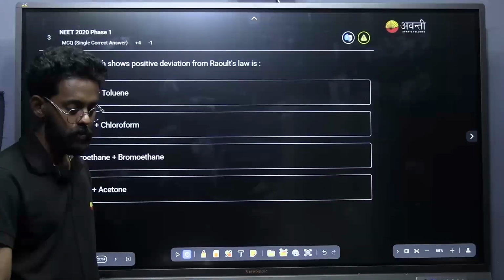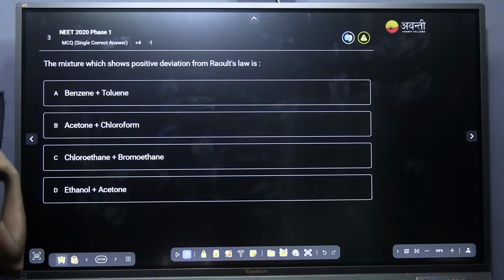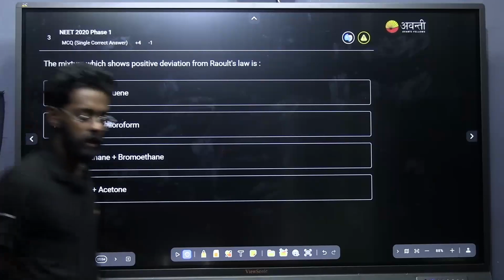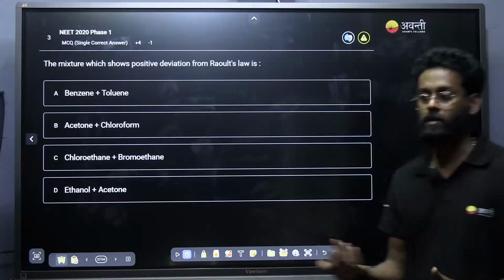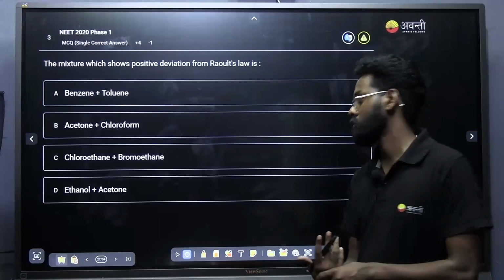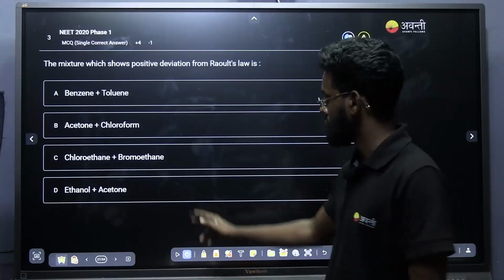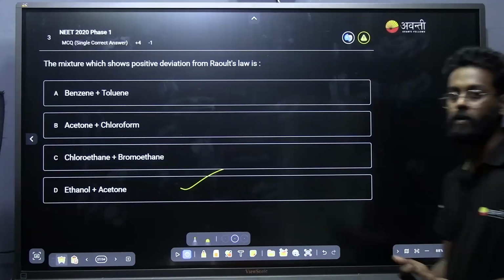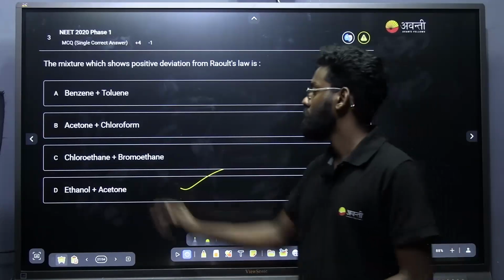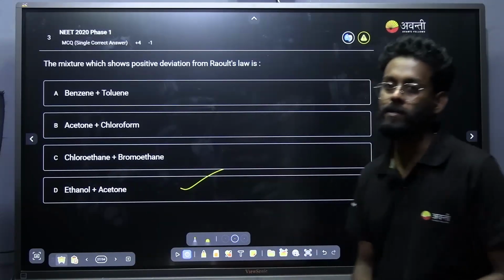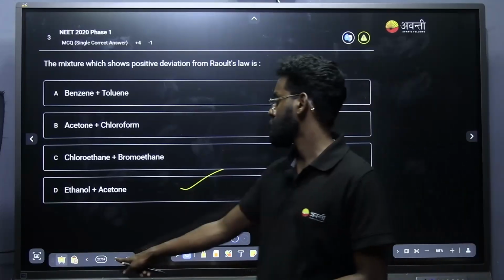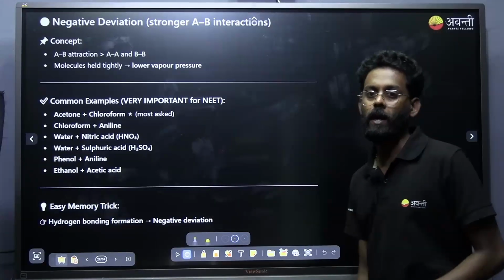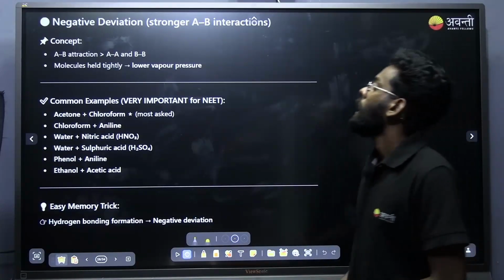So I want everyone to take a note of which solutions show positive deviation and which show negative deviation, because this comes in the exam directly. In many of the mock tests I have seen this type of question. So you can remember some of the positive deviation showing solutions and negative deviation showing solutions. Here the answer is ethanol plus acetone, and these examples are clearly mentioned in the NCERT textbook. As it is mentioned in the NCERT textbook, there is a high chance that a question can come. So I am mentioning all these things in the slide, and I will be sharing it in the group also, and you can note it down.